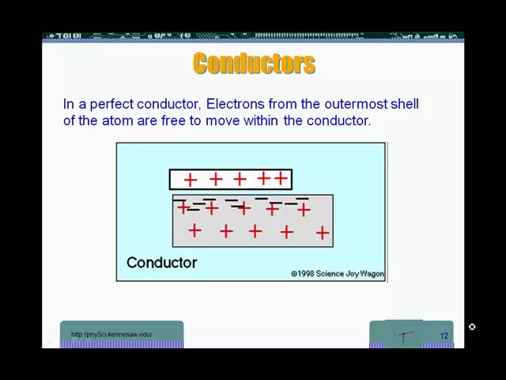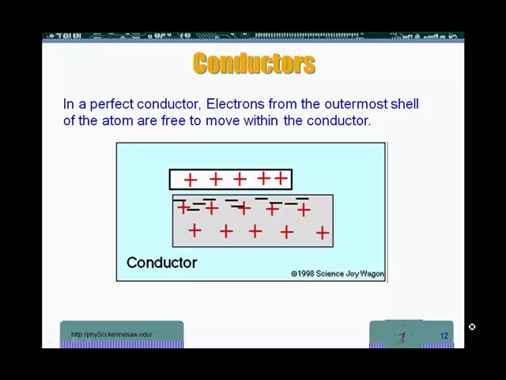When we deal with electricity, we're going to have to deal with different types of materials. For example, some of them are going to be conductors, some are going to be insulators, some are going to be semiconductors, and even sometimes we talk of what we call superconductors.